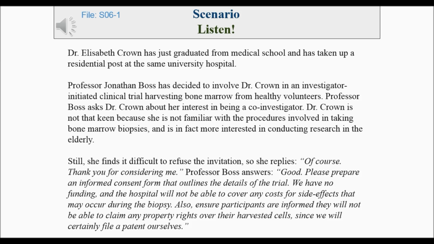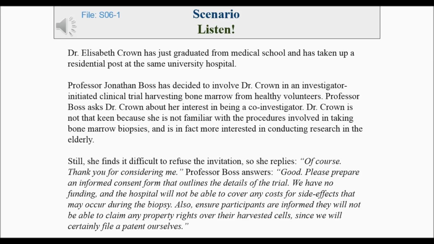Dr. Crown is not that keen because she is not familiar with the procedures involved in taking bone marrow biopsies, and is in fact more interested in conducting research in the elderly. Still, she finds it difficult to refuse the invitation, so she replies, "Of course. Thank you for considering me."